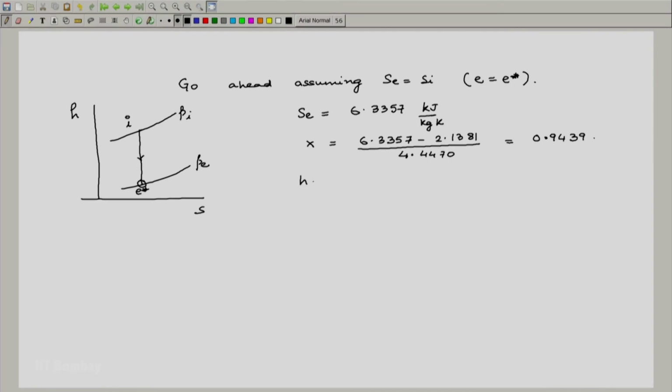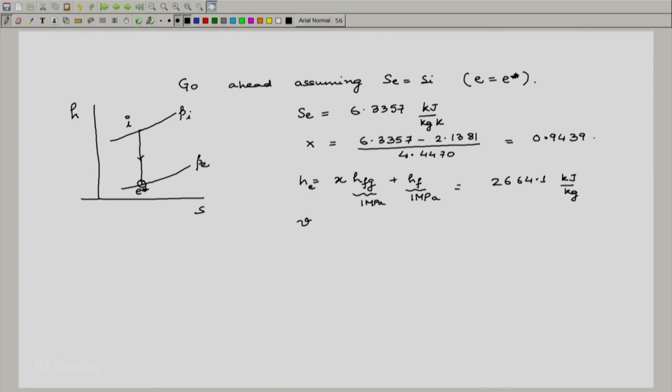So, what is H? Now it is very simple. We use this X, multiply it by HFG, which is the same HFG as before, and add HF. So, both of these are at 1 megapascal, and we get this as 2664.1 kilojoule per kg, and this should be a quantity that is greater than the previous quantity.